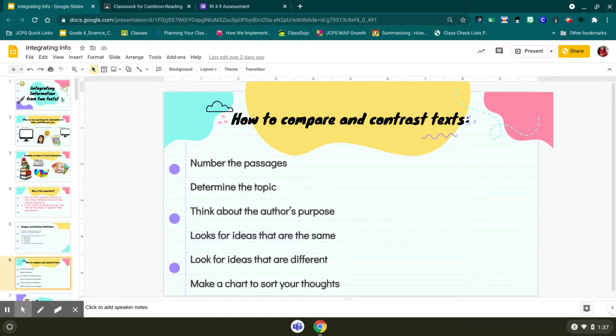We're going to look for ideas in both texts that are the same, and then look at ideas that are different. And we are going to make a chart to sort our thoughts, which we did on Tuesday and on Thursday, and we did together.